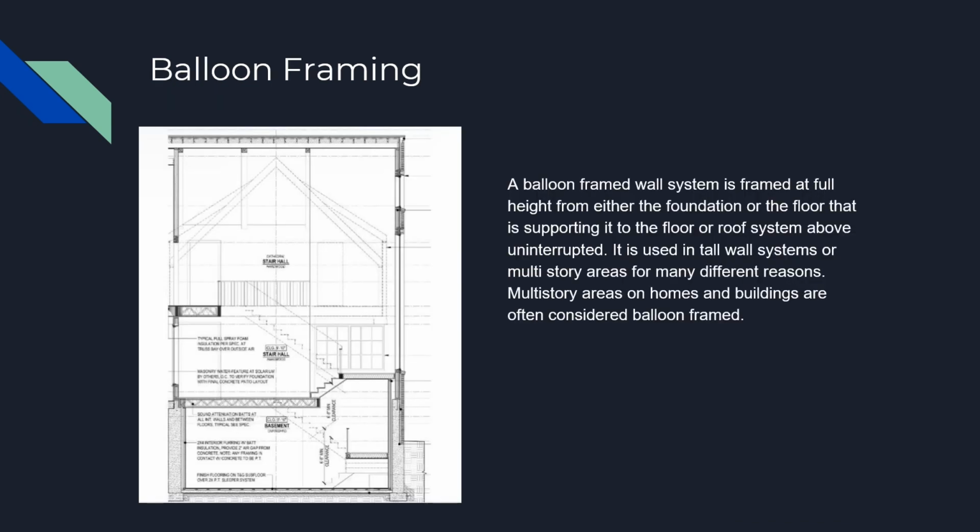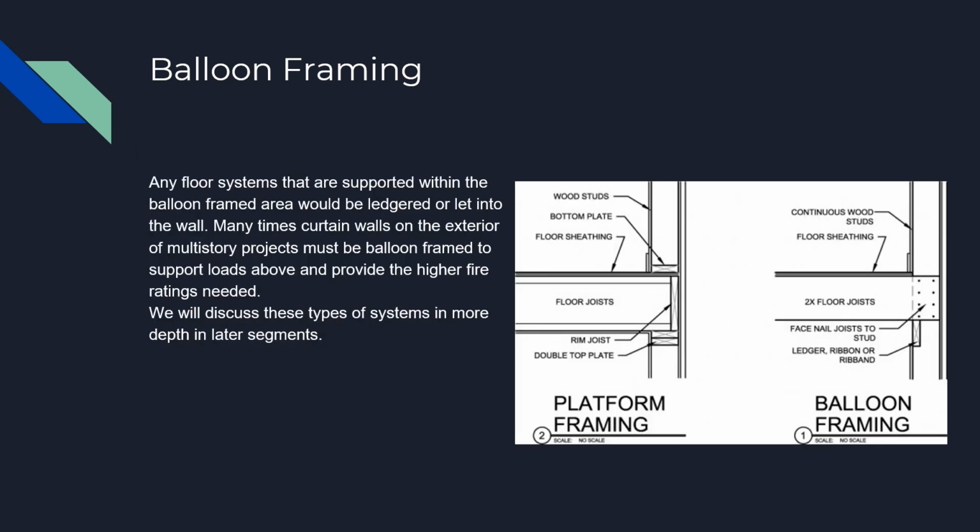A balloon framed wall system is framed at full height from either the foundation or the floor that is supporting it to the floor or roof system above uninterrupted. It is used in tall wall systems or multi-story areas for many different reasons. Multi-story areas on homes and buildings are often considered balloon framed. Any floor systems that are supported within the balloon framed area would be ledgered or let into the wall. Many times curtain walls on exterior or multi-story projects must be balloon framed to support loads above and provide the higher fire ratings needed. We will discuss these types of systems in more depth in later segments.